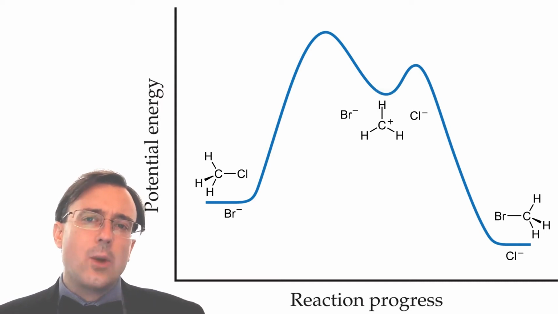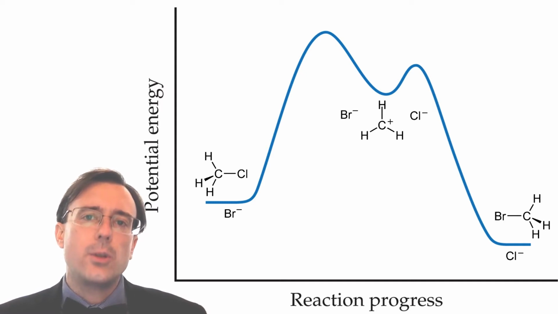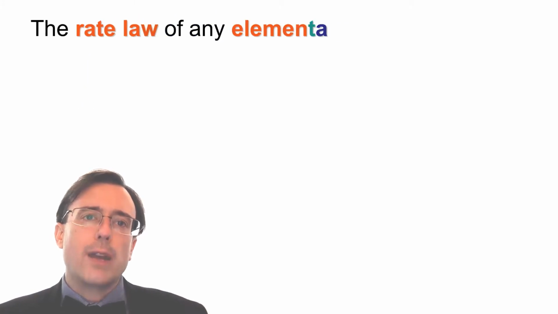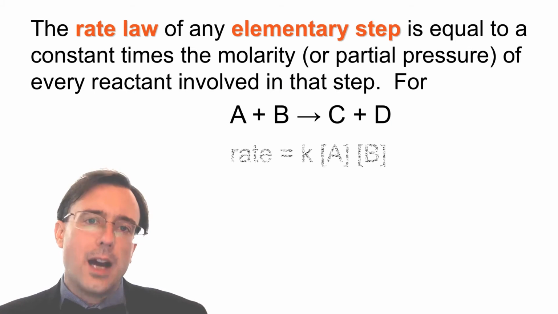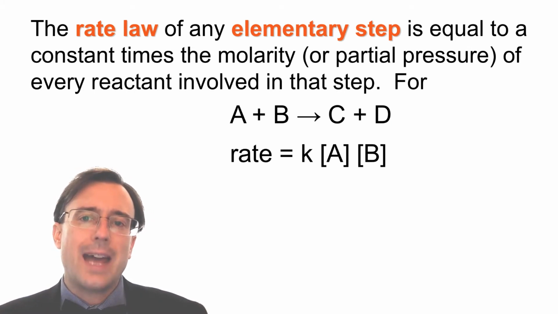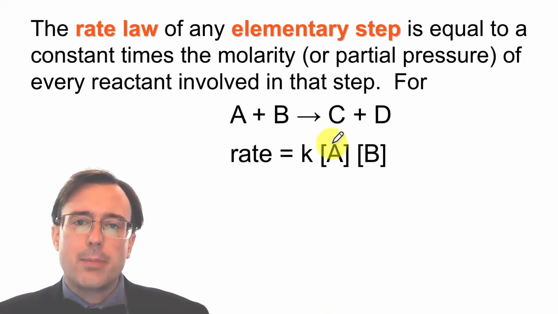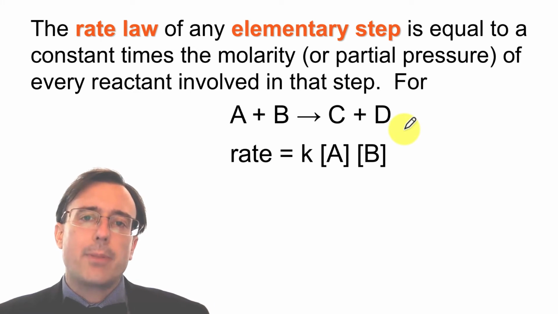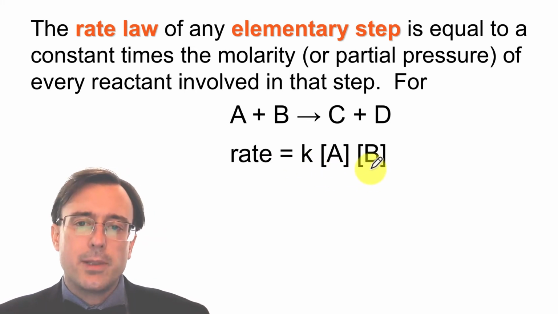All right, let's continue on and see how kinetics is going to enable us to tell which of these 2 different possible reaction mechanisms is most likely. All right, the rate law of any elementary step is equal to a constant times the molarity or partial pressure of every reactant involved in that step. So for example, if this is the way an elementary step looks, your rate law for that particular elementary step is going to be: rate equals a constant times the molarity of A times the molarity of B.